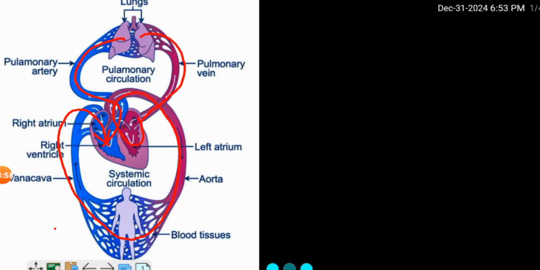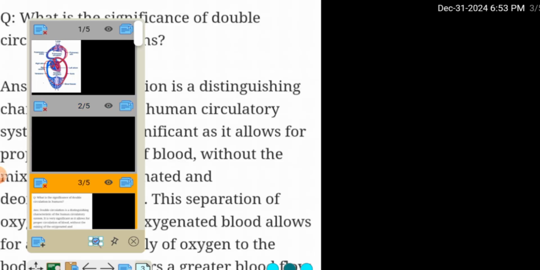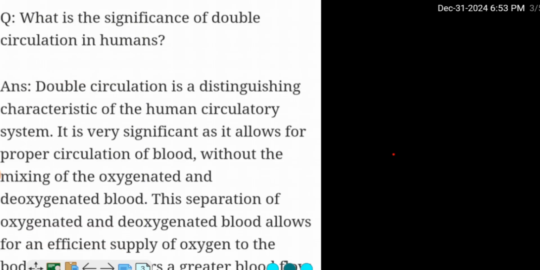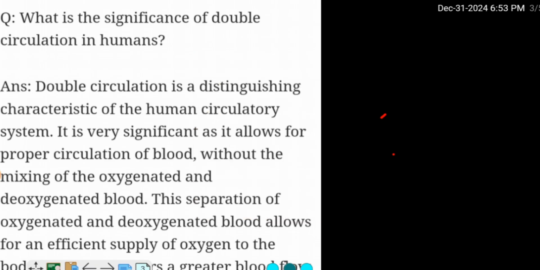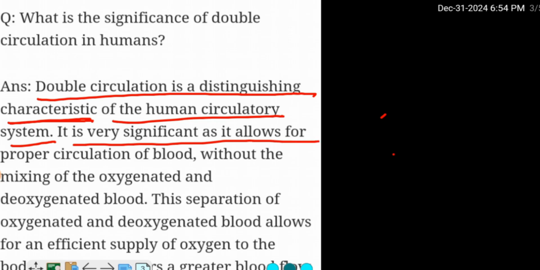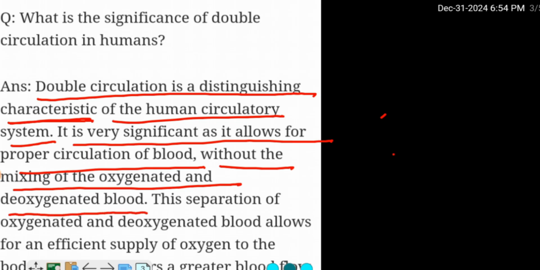Now we will go through some points of discussion. This is how and why it is important. The question is, what is the significance of double circulation, not the mechanism. So first of all, discussing why there is a double circulation: double circulation is a distinguishing characteristic of the human circulatory system. It is very significant as it allows for proper circulation of blood without the mixing of oxygenated and deoxygenated blood. First of all, yes, our human heart has been made in such a way that there are chambers, the right dealing with a certain blood and the left dealing with a certain blood.